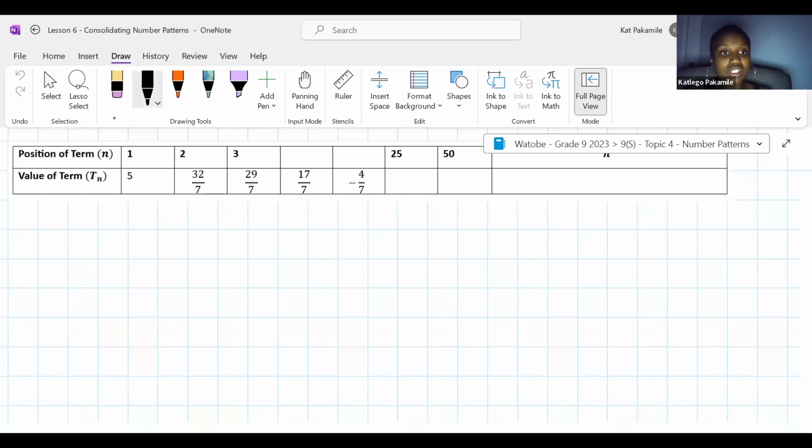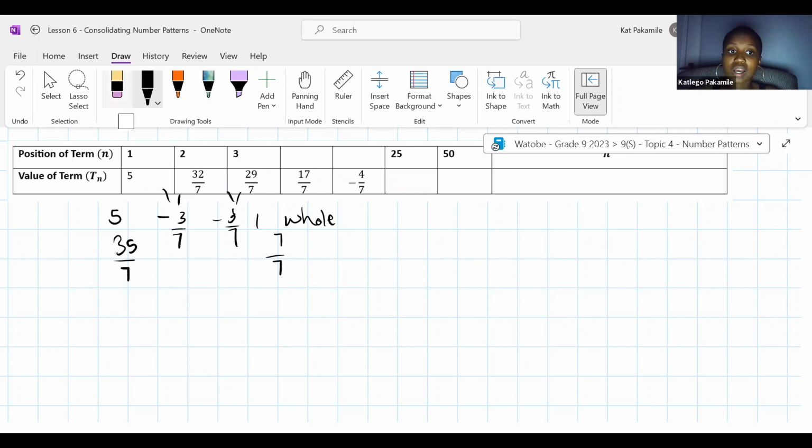Okay, guys, if you wanted to make your life easier, you can make 5 a fraction over 7, right? Remember, one whole would be 7/7, right? So if you have 5 of them, that would be 5 × 7, and that is 35/7. I think if you had done that, it would have been much easier. Because then you see, to get from there to there, you have to subtract 3/7. Then from there to there, subtract 3/7. So it is indeed a linear number pattern. Okay, now let's work. Now we know it's a linear number pattern. We have our constant difference.